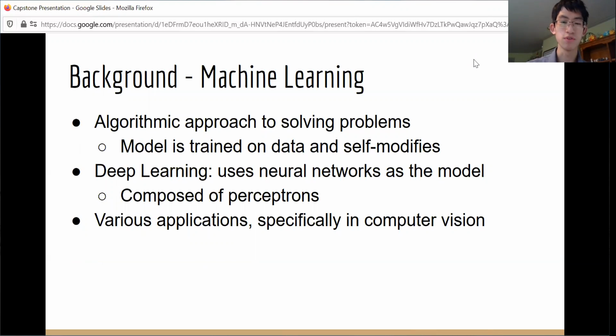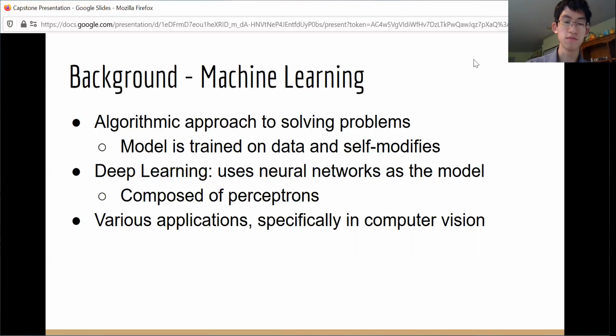So to begin, I'll first talk about what machine learning is. At its core, machine learning is a subset of AI that uses an algorithmic approach to solving problems and identifying patterns. In machine learning, a mathematical model is built, and the trainable parameters within the model are iteratively updated based on the given training data to solve the given problem.